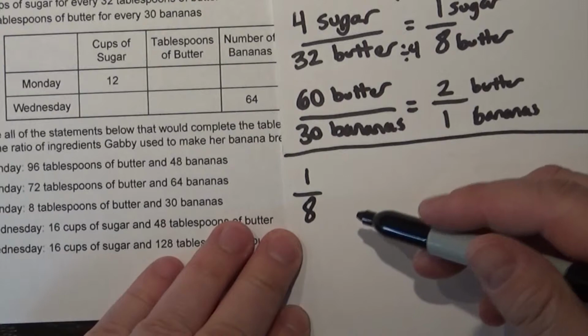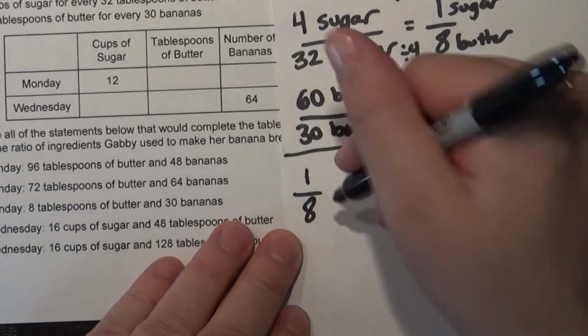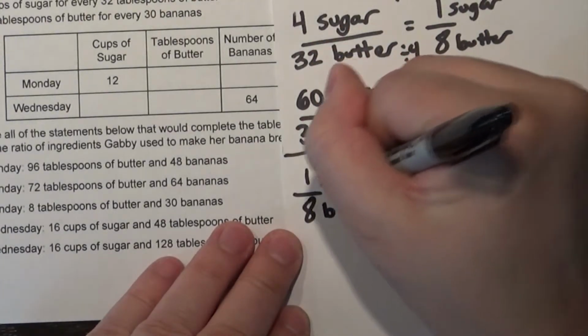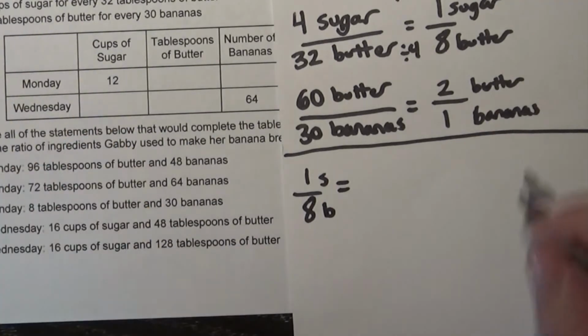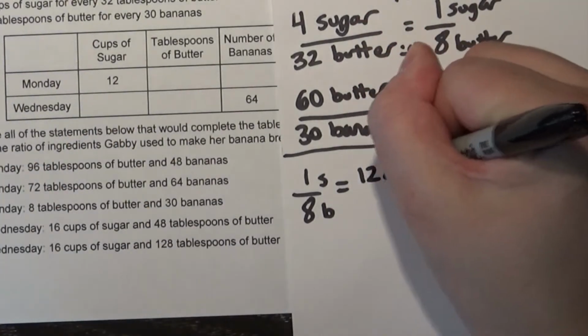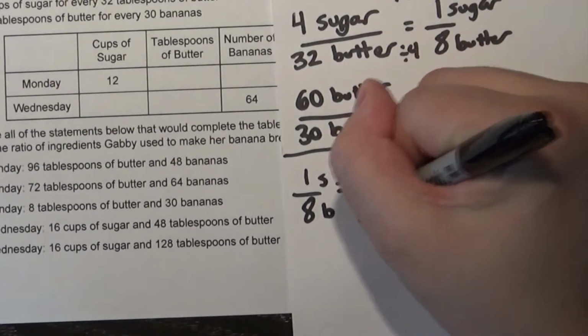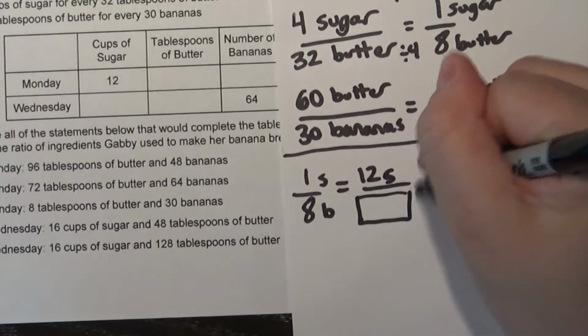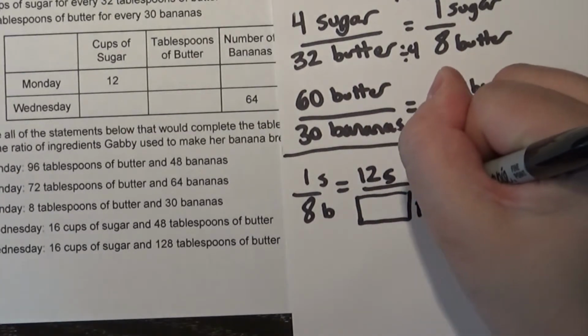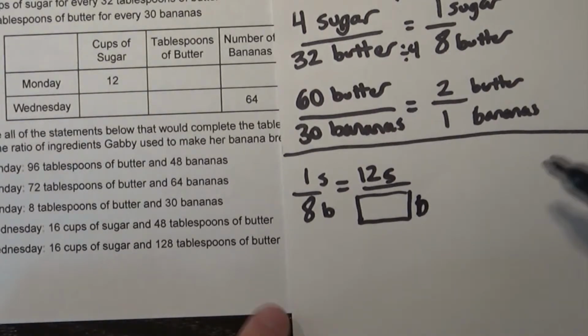I want to make an equivalent ratio where I know I have 12 cups of sugar, right? And then an unknown amount of butter. All right, so what am I doing to 1 to get to 12? I'm multiplying it by 12. So 8 times 12 is going to give me my amount of butter. 8 times 12, if you're not sure what it is, you can always do the math. But we end up with 96 tablespoons of butter. I can fill that in up here.